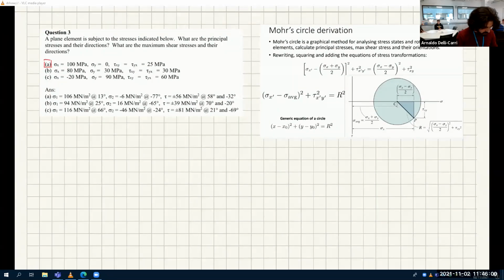All right, so let's draw the infinitesimal element A. The infinitesimal element A looks like this.